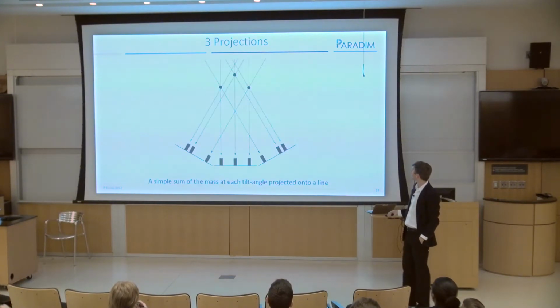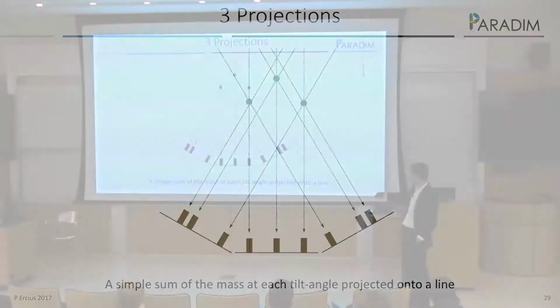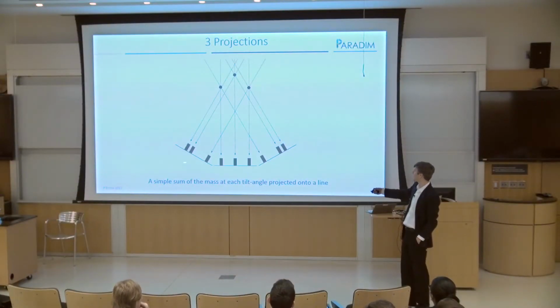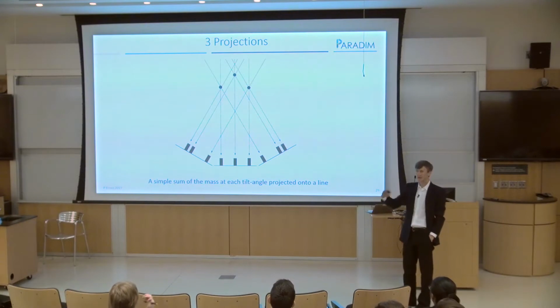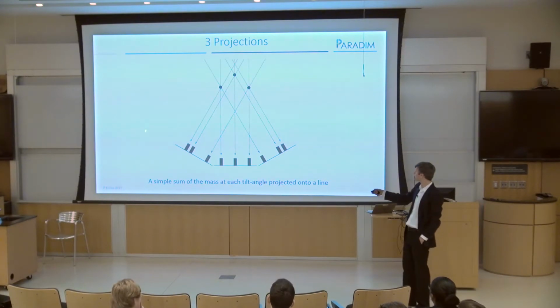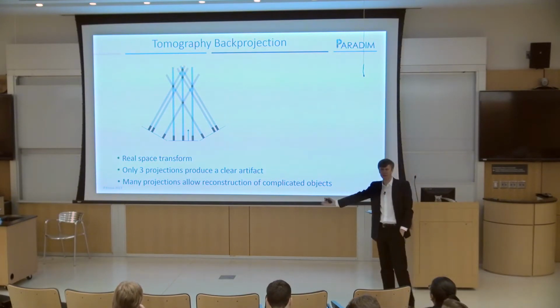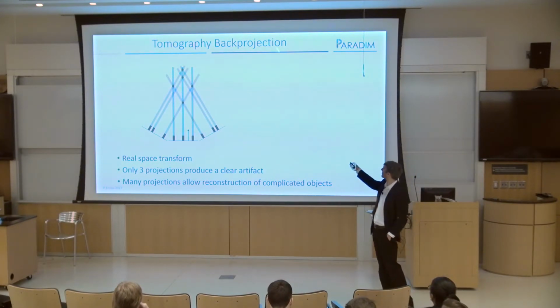Now if we go back to this, we see that this simple sum of the mass at each tilt projected onto a line gives us these different measurements. Each one of these is really a density, not the location of the object. And that goes right into the sinogram. Each of these projections, you can take this value and put it right into the sinogram. So how do we get our information back out of that sinogram? That's what's called back projection.